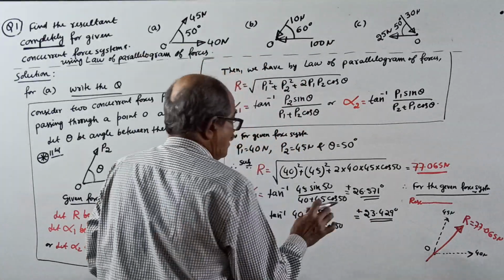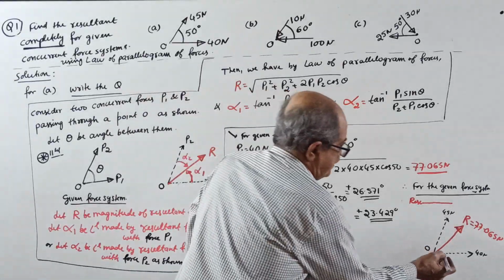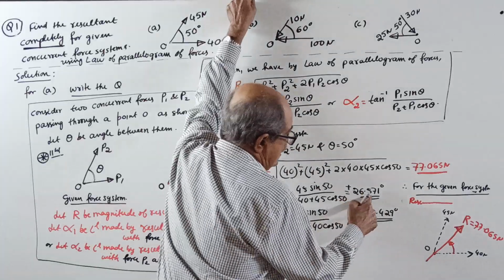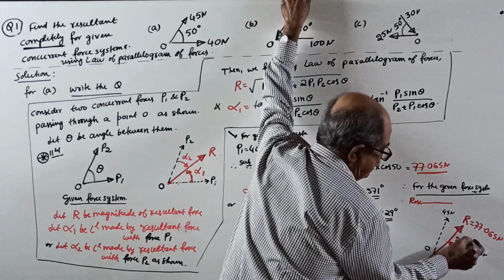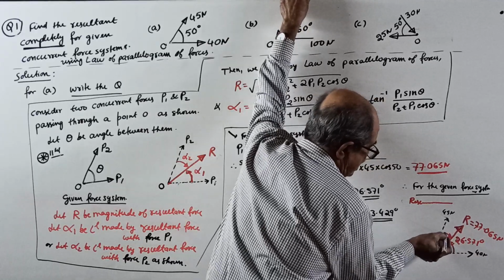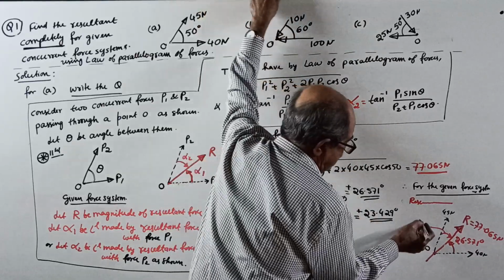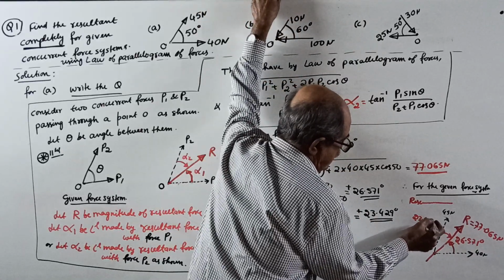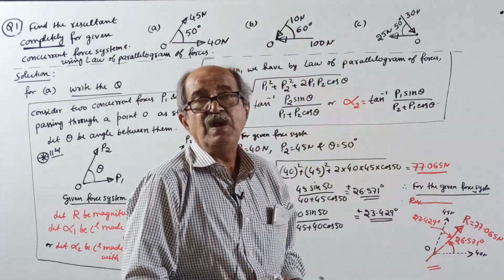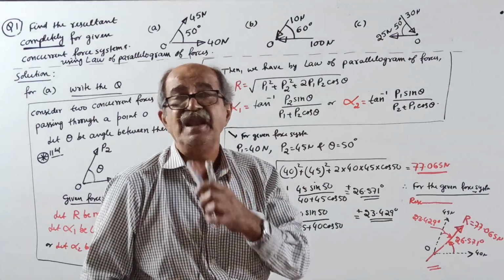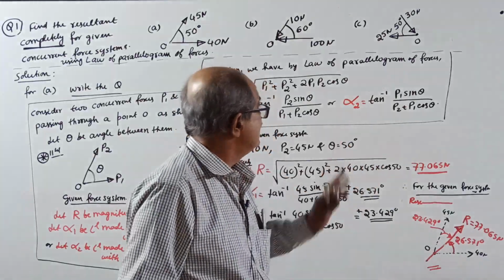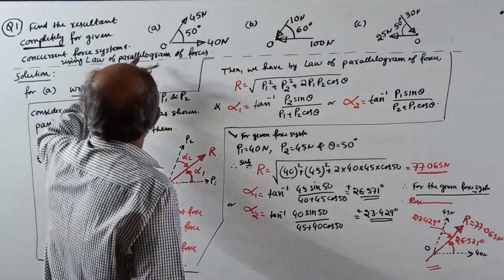And see here, don't write alpha everywhere. This angle is, how much? Alpha 1 is 26.571 degrees. And this angle, there is no space to write there, is 23.429 degrees. This is the answer. Now, in the notes I will add something else regarding resolution, I will tell it a little later. Here, this is sufficient. This is the solution for question A.